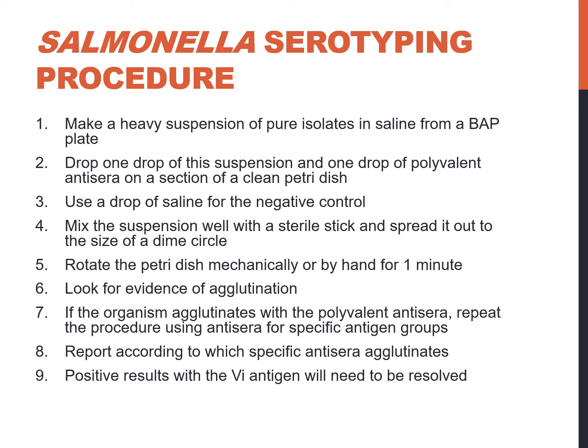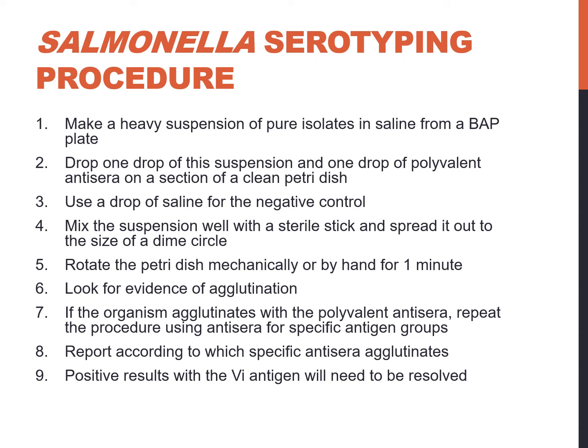Okay, we're going to make a very heavy suspension of pure isolates in saline from a new or freshly grown blood agar plate. We want to make a heavy suspension in 2 ml saline. Then we take a drop of that and put it onto a slide or a sterile petri dish, and add a drop of polyvalent anti-sera to a section of that clean petri dish. Then we use saline as our negative control.